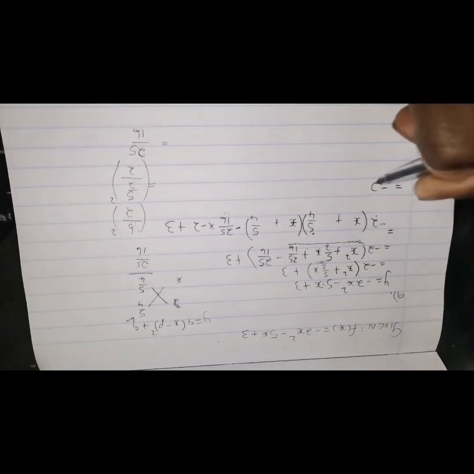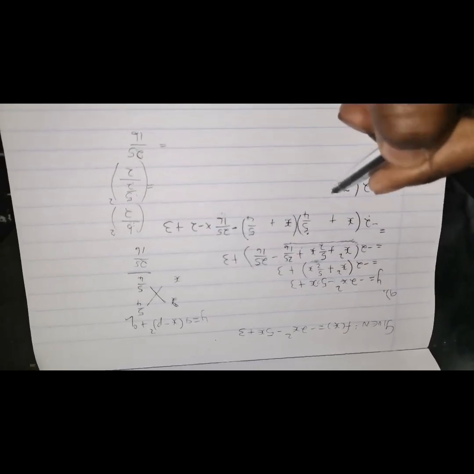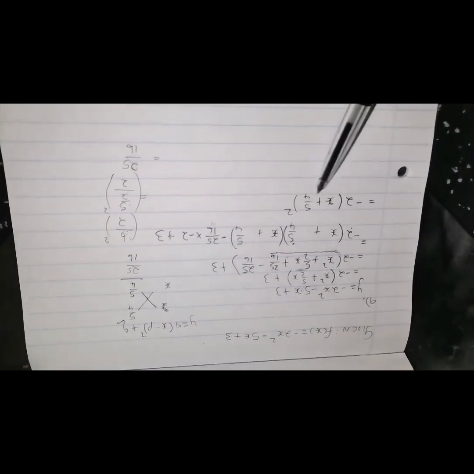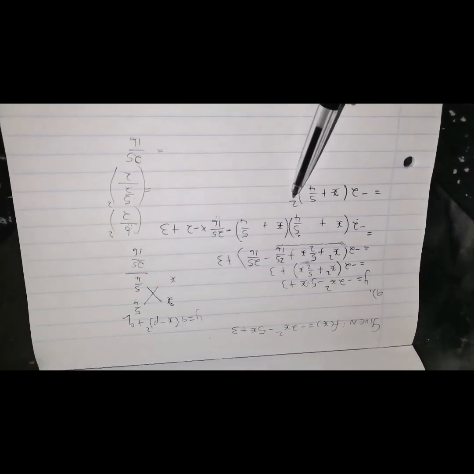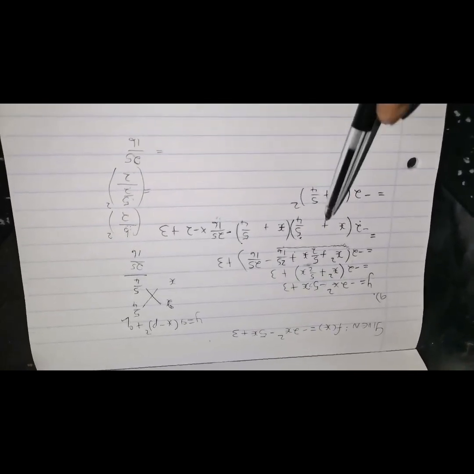Then negative 2. The two brackets are the same. There is x plus 5/4. That means I can just reduce it to a single term: x plus 5/4 squared, meaning that there are two brackets of x plus 5/4. Hence we have squared here. This thing is the same as these two. This squared means that we have two brackets of x plus 5/4.